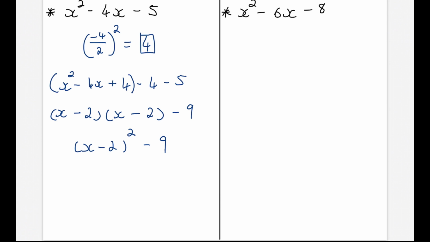Here we have x squared minus 6x minus 8. The first step is to ensure that a is 1, and in our case it's already 1. The second step is to find half of b and square it. So that's negative 6 divided by 2 and square it. Now, negative 6 over 2 is negative 3. When you square negative 3, you get positive 9. That's our special number, which we're going to add and subtract. So add 9, subtract 9.